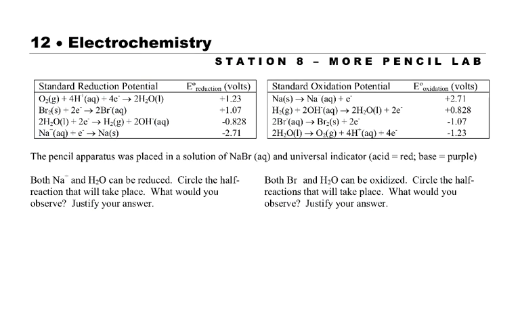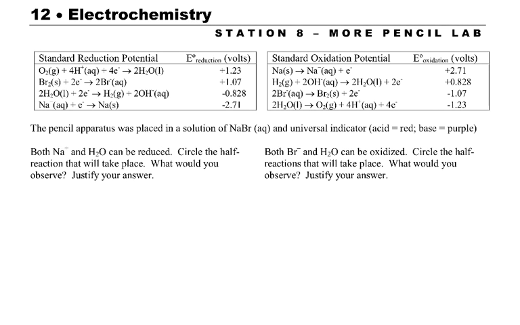Okay, for number 8, more pencil lab. The pencil is placed in a solution of sodium bromide and universal indicator. Remember that acid is red, base is purple. Both the sodium and the water can be reduced. Circle the half reaction that will take place. What would you observe? So we're saying sodium and water are going to get reduced.